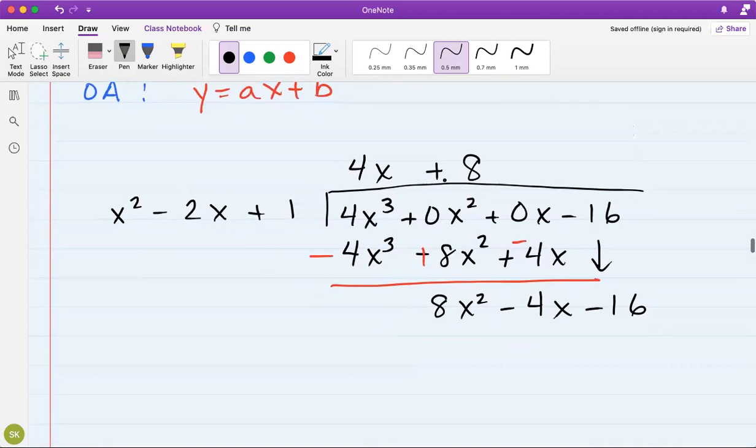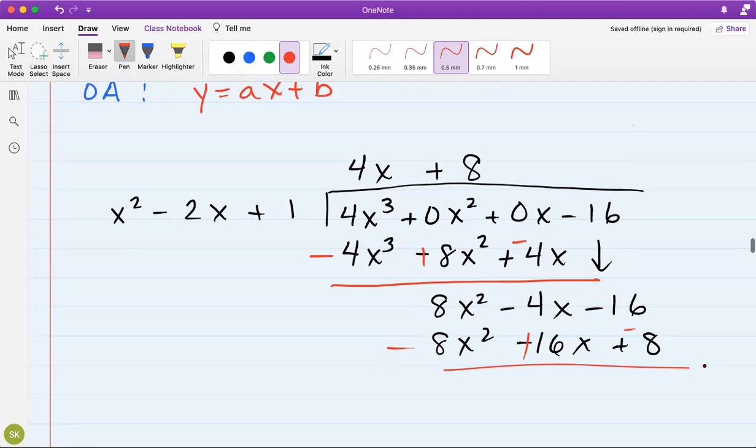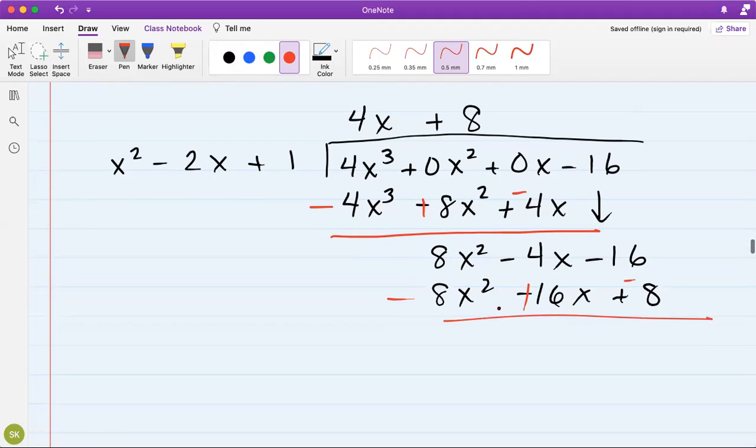Okay, so like I was saying, we need to multiply this by 8. So we get 8x squared, then a minus 16x, 8 times negative 2, and then a plus 8. Now we subtract everything. And this part really doesn't matter, because what we're going to get is 16, we get 12x, and this looks like a minus 24. This is our remainder.